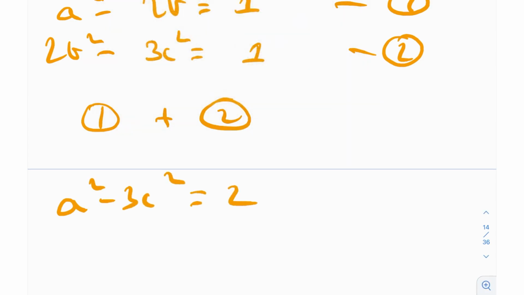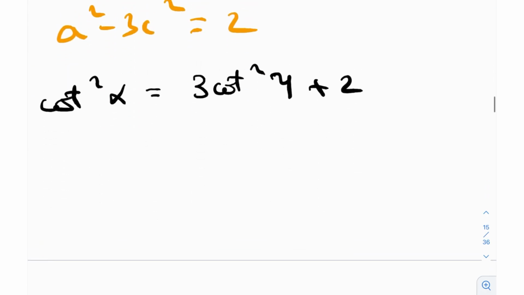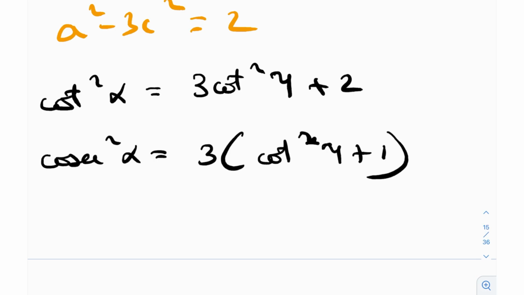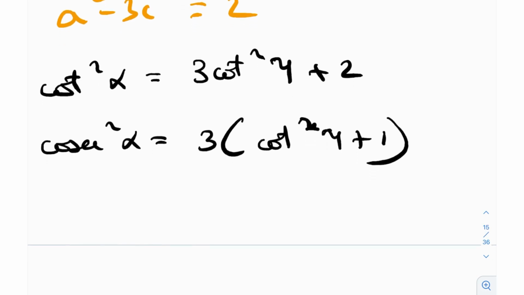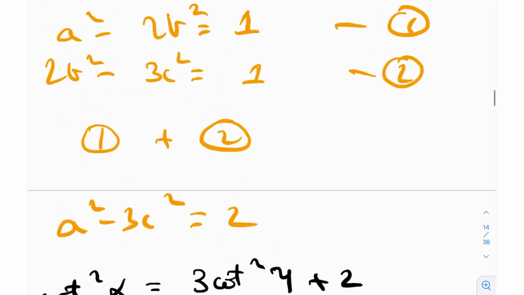And kind of using the similar idea, cotangent square alpha so happens to be 3 times cotangent square gamma plus 2. Again, just add 1 on both sides. So you'll get cosecant square alpha is equal to 3 times cotangent square gamma plus 1. Because I added 1 on both sides, you get 3 on the right hand side, which can be factorized. So it so happens that the cosecant square alpha is equal to 3 times cosecant square gamma, right? And this is equation number 5, I believe.